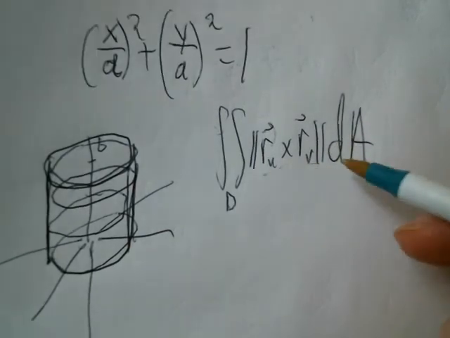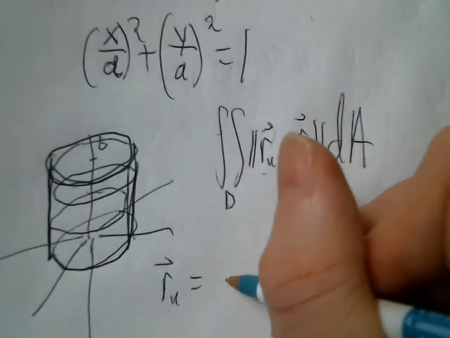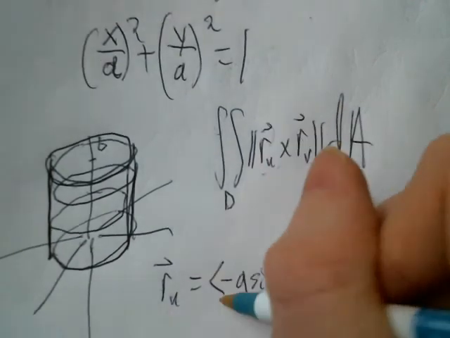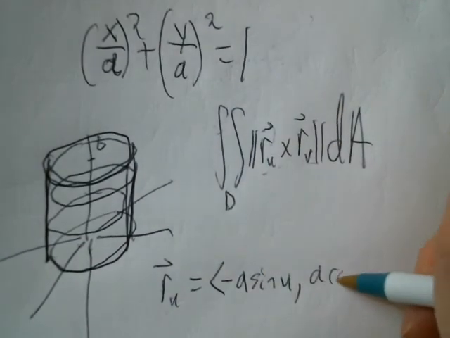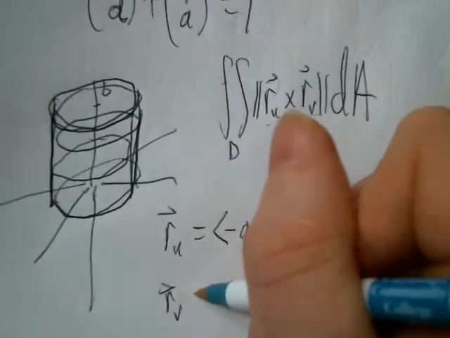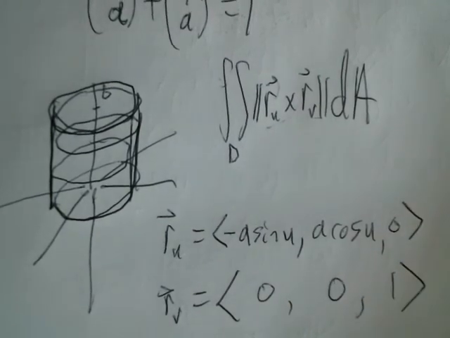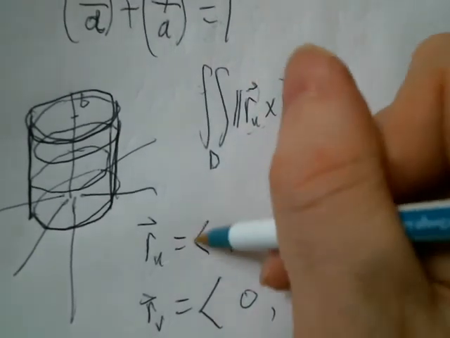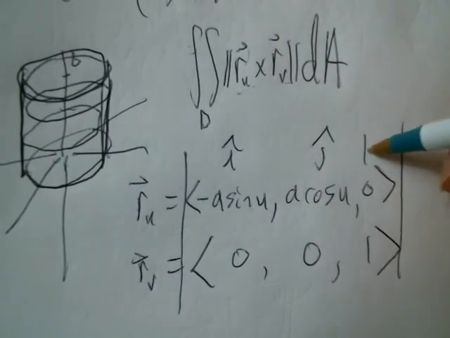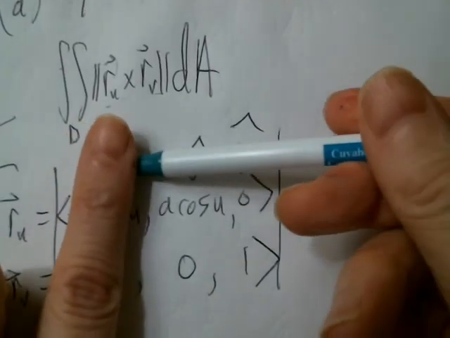Right. So find this cross product. RU, with respect to u, is negative a sine u, a cosine u, and then 0. And then RV is 0, 0, 1. Okay, and then we need the cross product. I'm going to cheat a little bit and just write it like this, and cover those guys up.